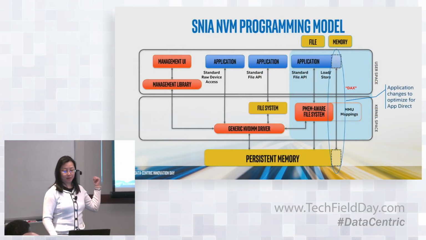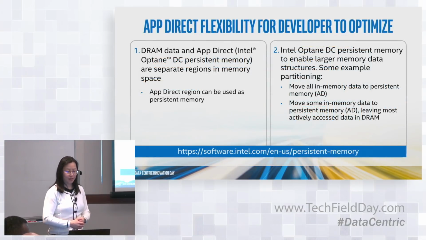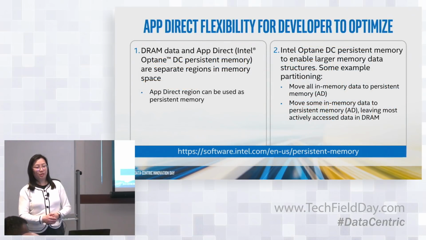We already looked at the SNIA programming model. I'm going to talk mostly about the right side of the page, where an application can make changes to optimize for App Direct. Quick refresher: with App Direct, you have a certain portion of memory that's DRAM, and then a certain portion of memory that's App Direct, and it's persistent.